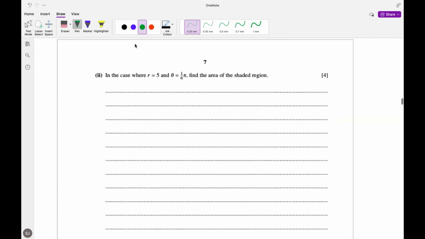So to find the area of sector, we'll apply the formula half r squared theta. So area of sector will be given as half into r squared. So r squared is 5 squared into theta. In this case, theta is 2 theta. So this will be 2 into 1 upon 6 pi.